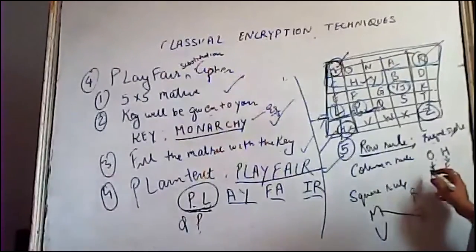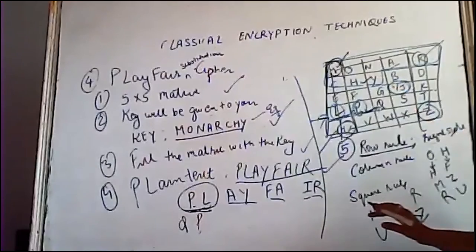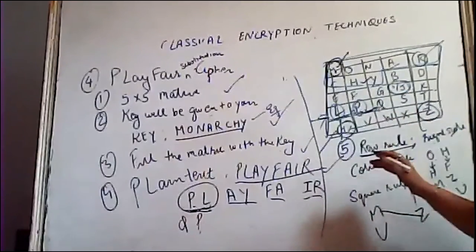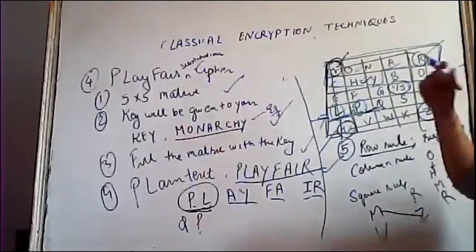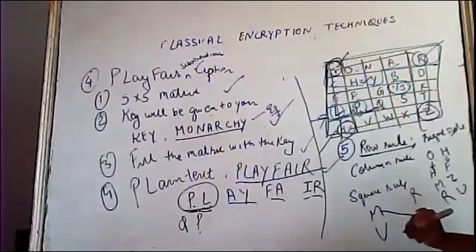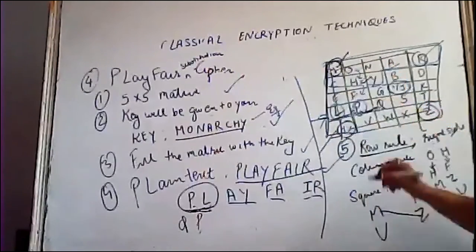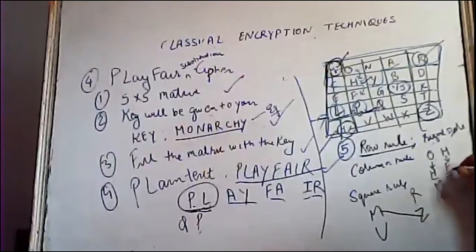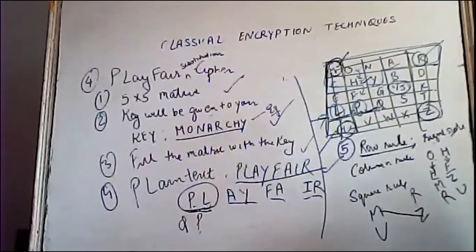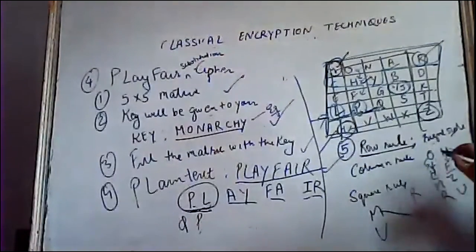Next is your column rule. The column rule says that if both elements belong to the same column, like you have O over here and H over here, then each will move one cell down. So H will move to F and O will move to H. So you have H and F. O will be represented with H and H will be represented with F.